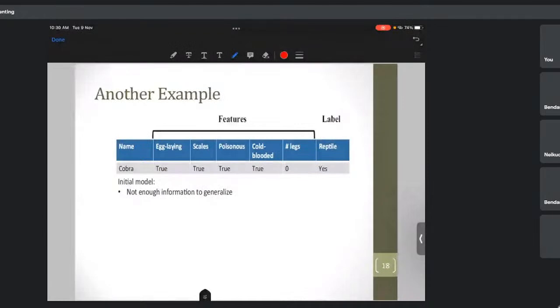So now the first data point that I am considering here is the cobra. I know that cobra is egg-laying, it has a skull, it is poisonous, it is cold-blooded, and we know that it is a reptile. It is known to us. So with this, can you have a model?